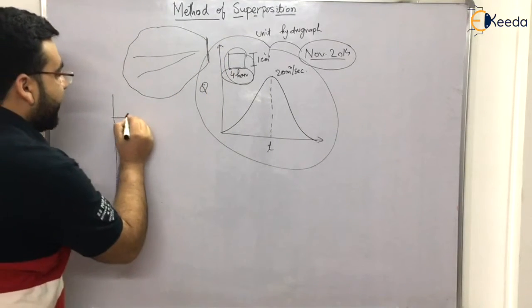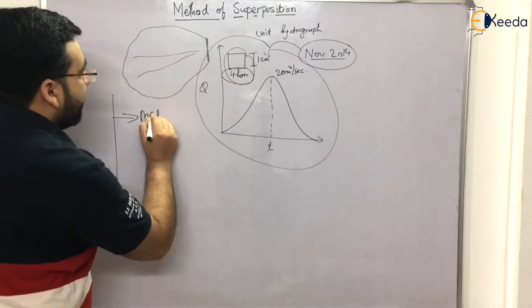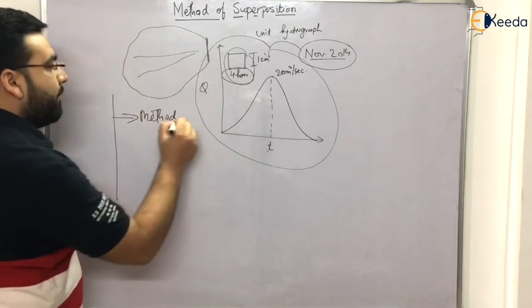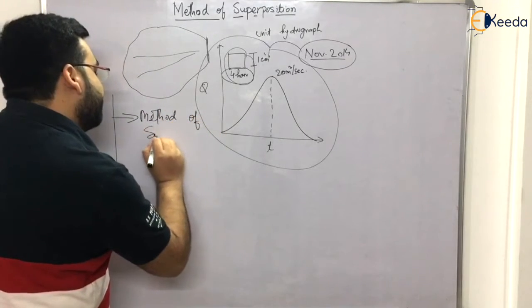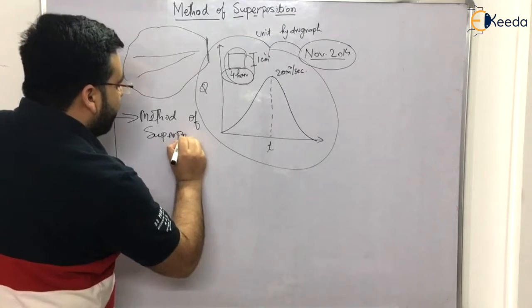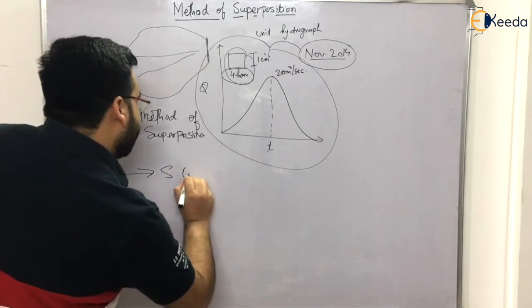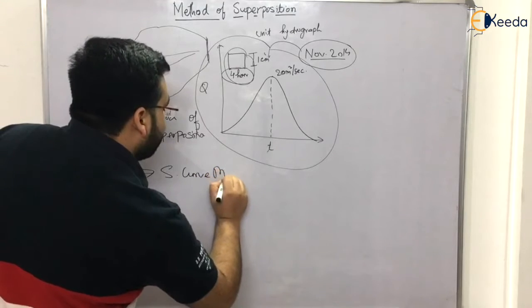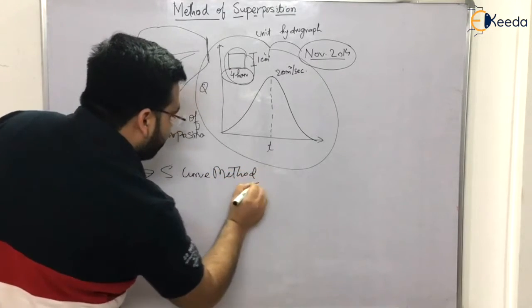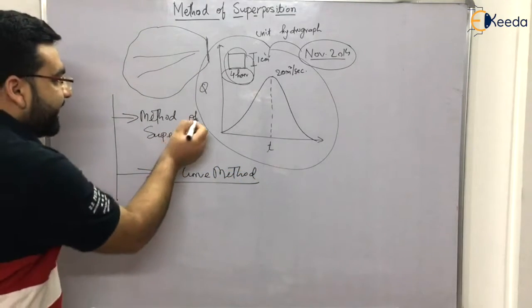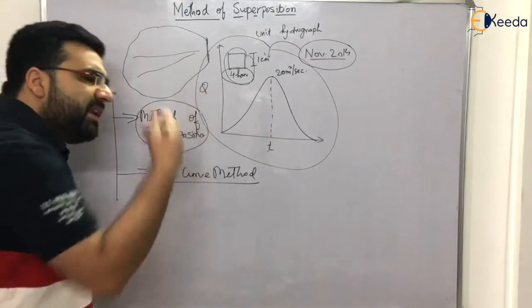The first method is the method of superposition, which we are going to study just now. And the second method is the S-curve method. Clear? Now, method of superposition in the simplest terms.